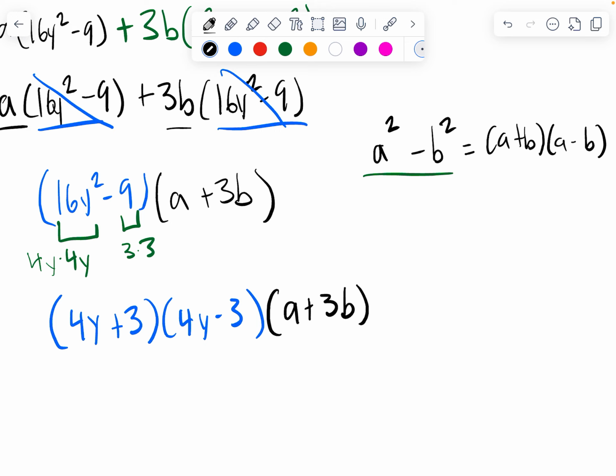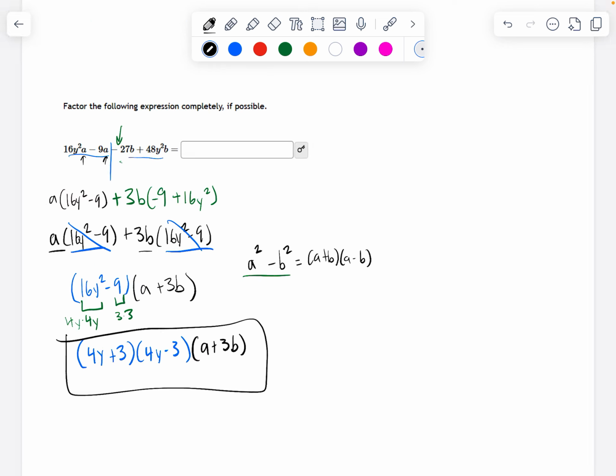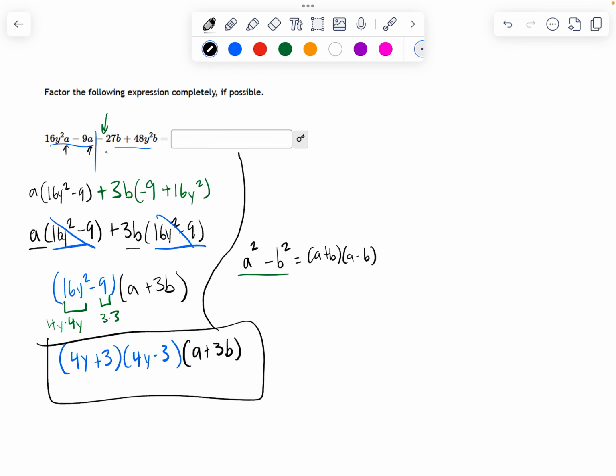Is there anything else that factors? Well, does anything else have a power of 2? No, which means that this is as far as it goes. You'll have 3 parentheses as a final answer, and that's totally fine.